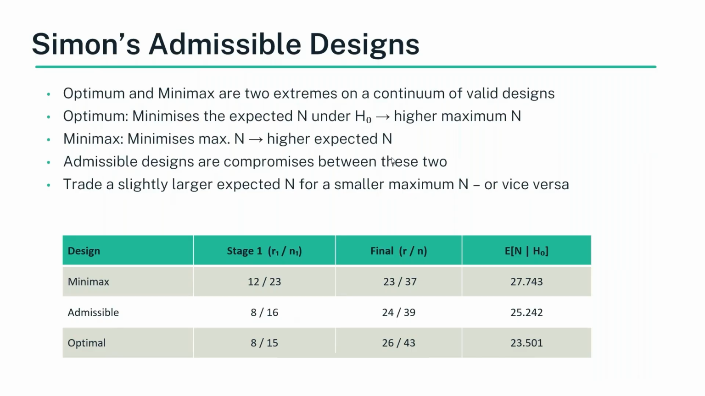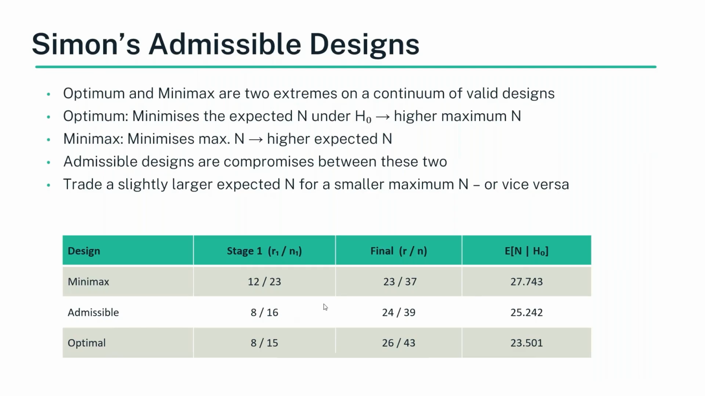These are kind of compromises between these two. It's a range of designs that both satisfy the error constraints and are within the minimax and optimal designs in terms of the maximum sample size, I should say. So the trade-off is that you can have a slightly larger expected sample size but a slightly smaller maximum sample size, or vice versa. And that can be shown down below here.